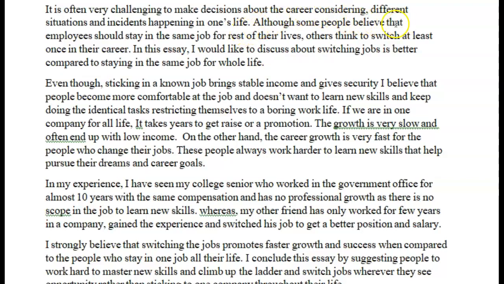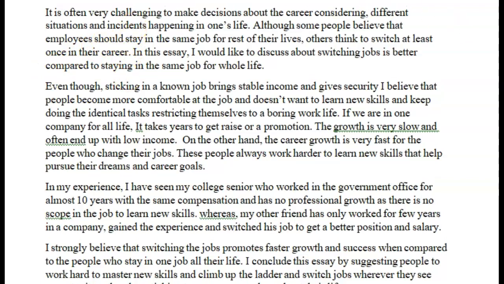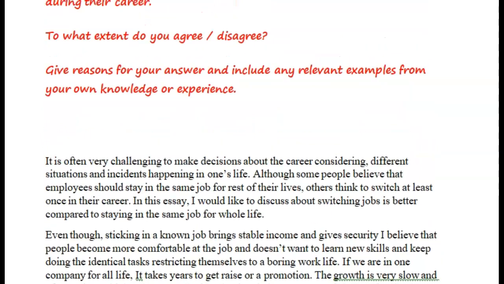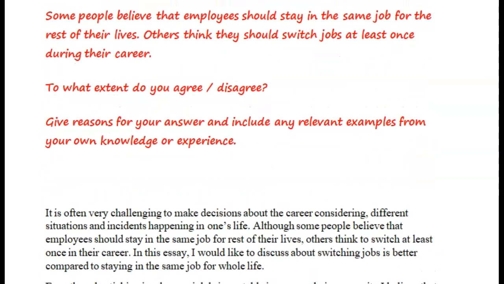Although some people believe that employees should stay in the same job for the rest of their lives, others think, now here you've got more grammar problems. Switching at least once in their career is better. Okay? Grammar issues. Now, the other thing I want to make sure is that you changed language. Look at this. Employees should stay in the same job for the rest of their lives.